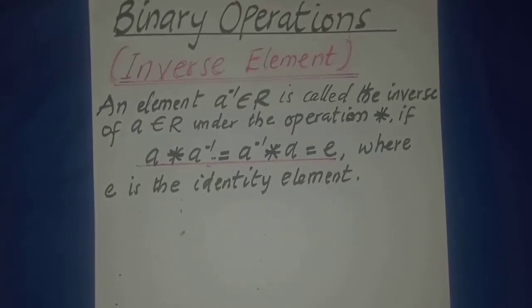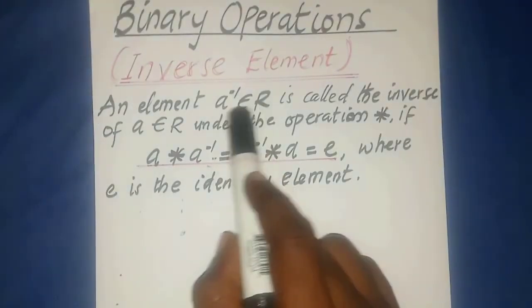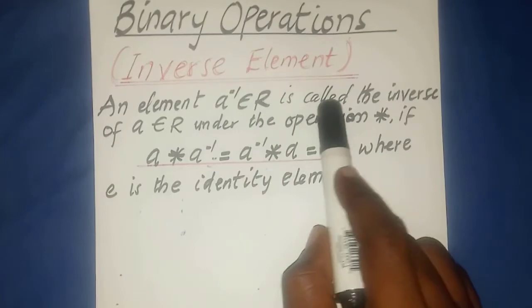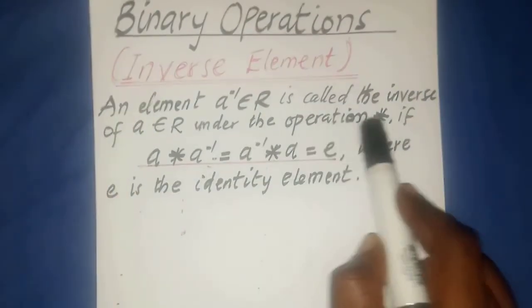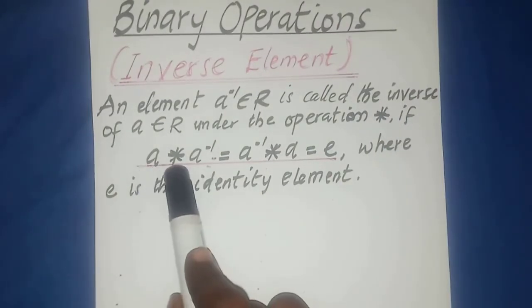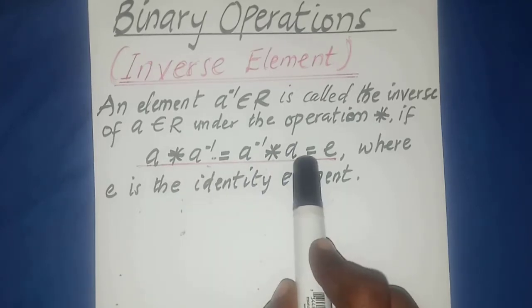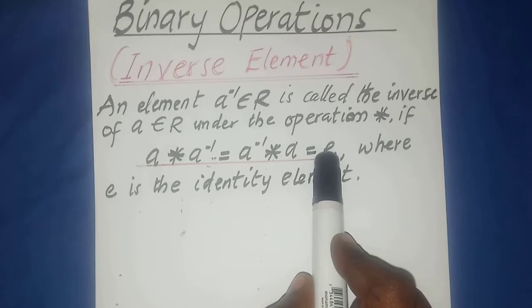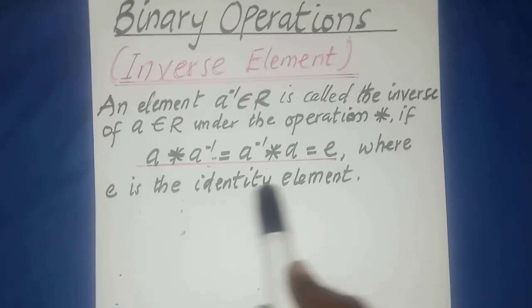Today we're going to talk about the inverse element and the binary operation. So we are saying that an element A inverse, which belongs to the set of real numbers, is called the inverse of A, which is also a real number, under the operation star, if A star A inverse or A inverse star A is equal to the identity element E, right?